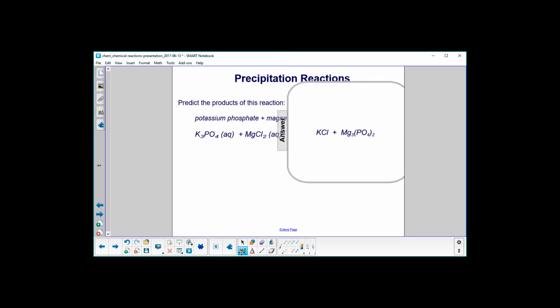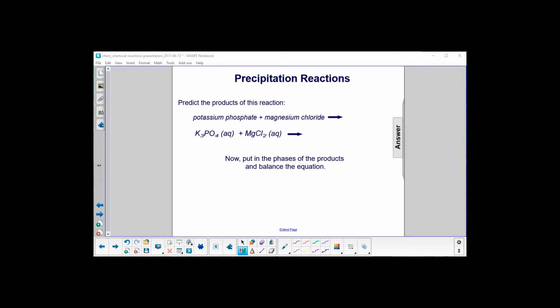Hopefully you recognize this is a double displacement reaction. So the potassium over here is going to break the bond with phosphate and join up with the chlorine. And here we have it, potassium chloride. The magnesium will break up with the chlorine and go with the phosphate. And that's what we have here, magnesium phosphate. So it's a double displacement precipitation reaction.